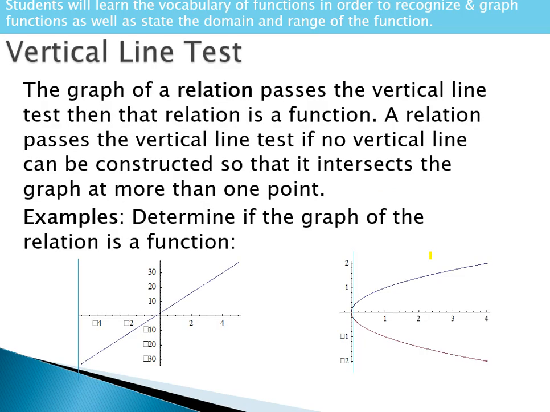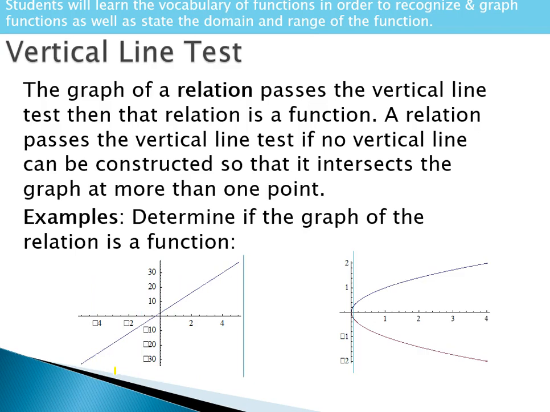Now, there is something in mathematics we use to check graphs to see if they are in fact functions. It's called a vertical line test. Now, we defined a function as a relation where each x is different, where x does not repeat. So the graph of a relation that passes the vertical line test is a function. Why? Well, think about it. If this passes the vertical line test, every x has a different y.